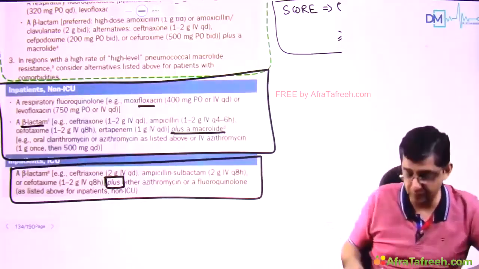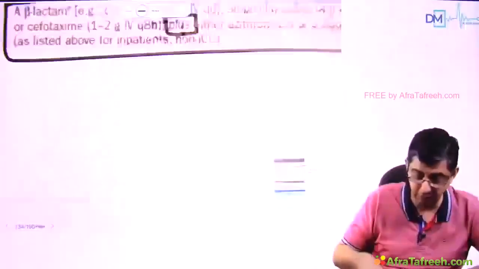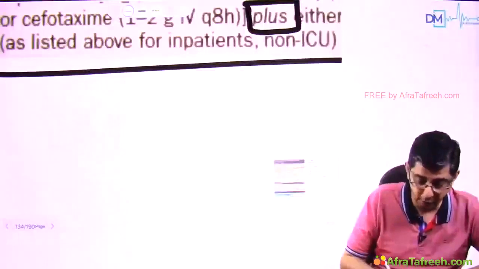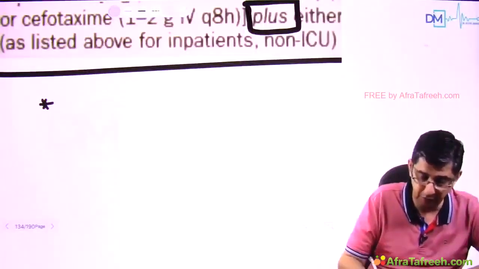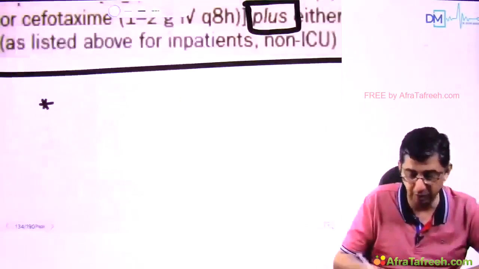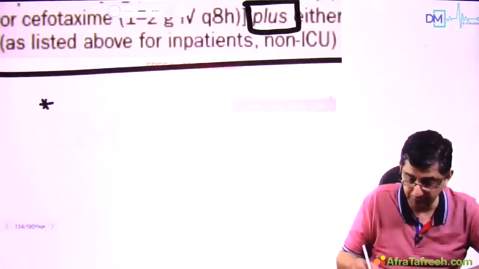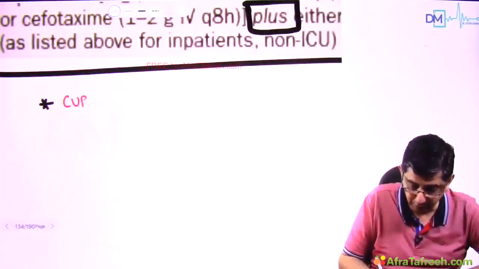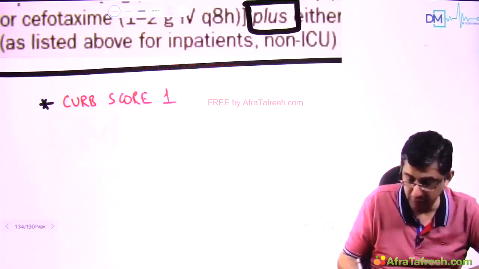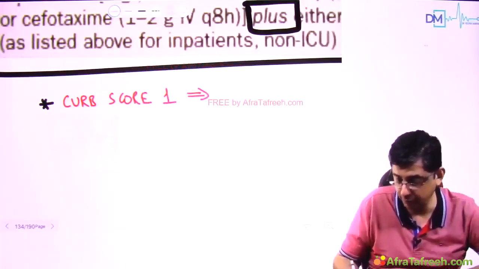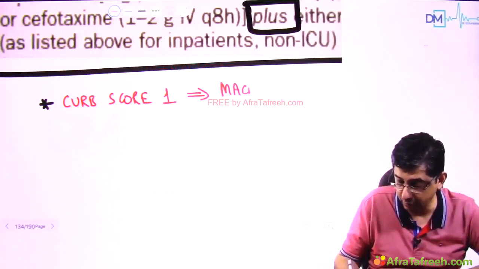So let's quickly revise this information so that we can just make this a permanent memory. You see, in a multiple choice question, the possibilities given to you can be one, that he's simply saying that the CURB score of the patient is 1 and the patient is admitted right now. What will you do for the patient? Your answer would be that you will give macrolides to the patient.